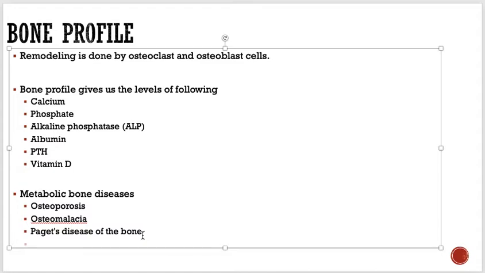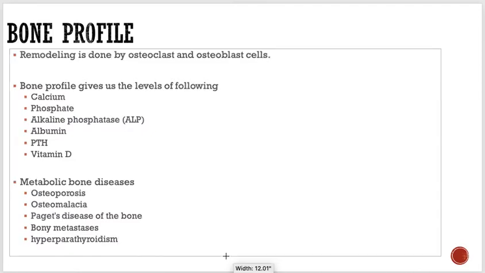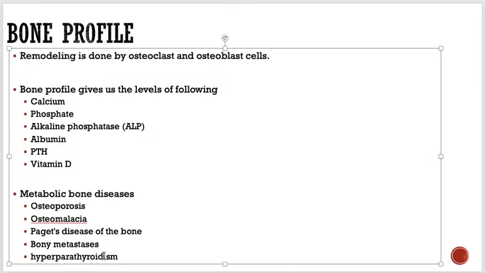For example, tumors. I said in the start. So bony metastasis. Okay, metastasis, sorry, the spelling is not correct. It is metastasis. It is when the tumor cells or the cancers spread to the bones. Or for example, hyperparathyroidism. In hyperparathyroidism, of course, the parathyroid hormone will be increased. So what will happen? It is going to reabsorb more and more calcium from the bones. So these are, you can say, the important metabolic bone diseases.